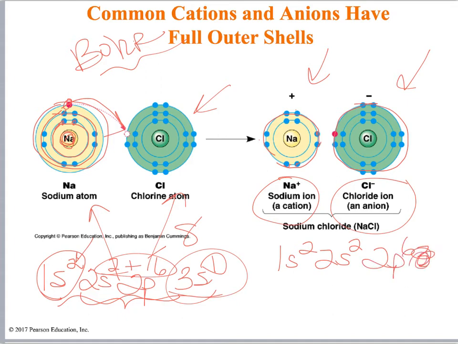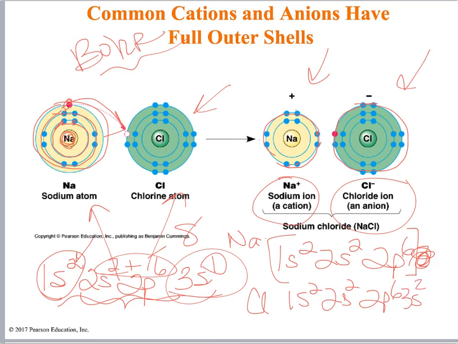Okay, so here's sodium. And chlorine, let's see, 2s2, 2p6, 3s2, 3p6. So both the ions end in s2p6 configurations.